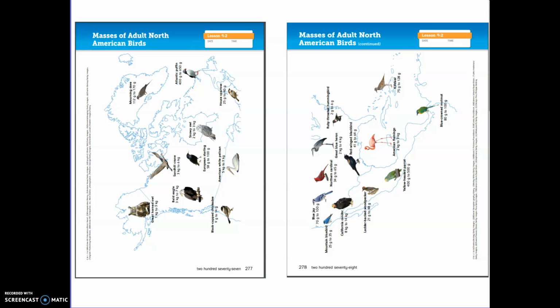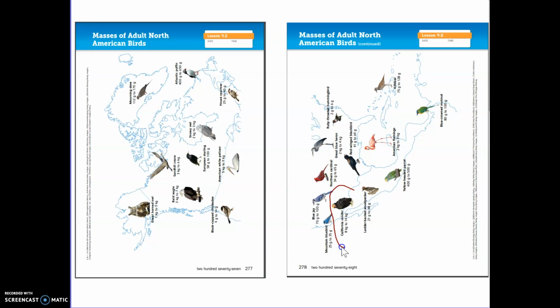Now, the range of those two birds is 12 for the numbers. And the range is the difference between the numbers. Now, according to the map, what is the greatest mass of a California condor and what is the least?